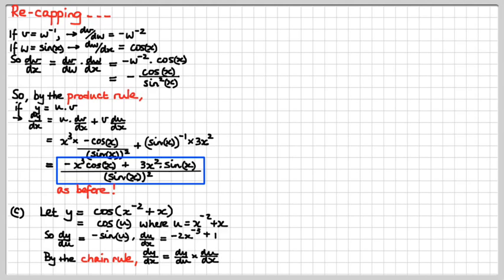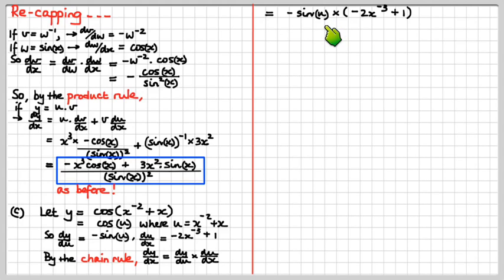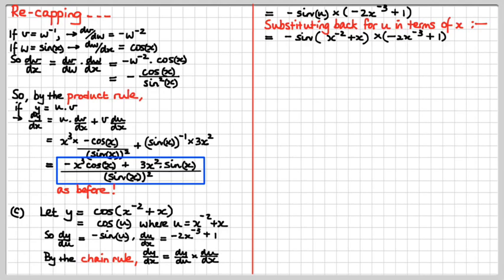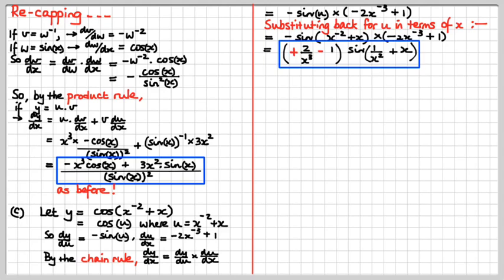So by the chain rule, dy dx equals dy du times du dx, and off we go. Plug and play. And that's it. Okay, dy du was that, wasn't it? Yes, and du dx was that thing. Just substitute for what u was. U was that, and I think we've just about done it.